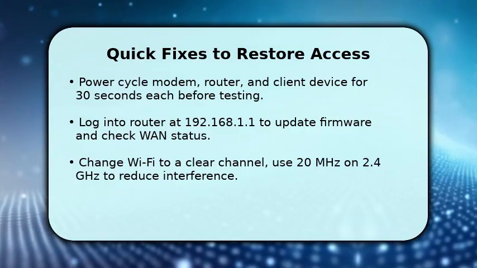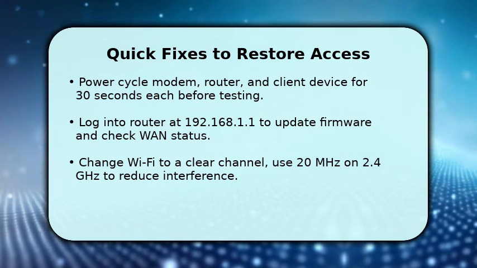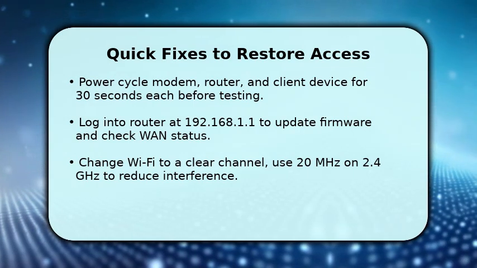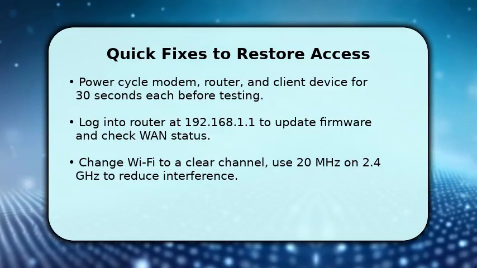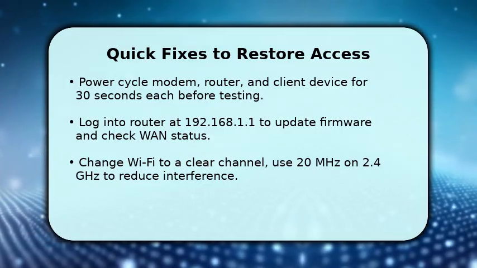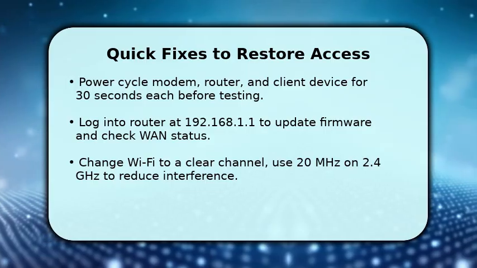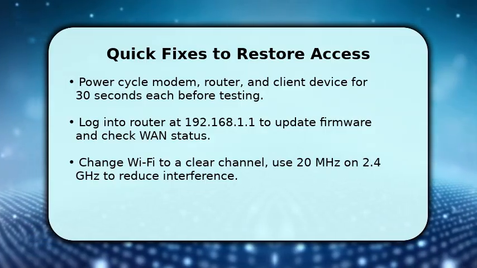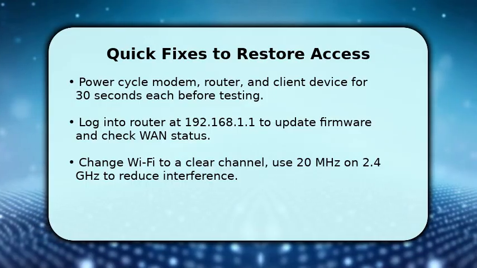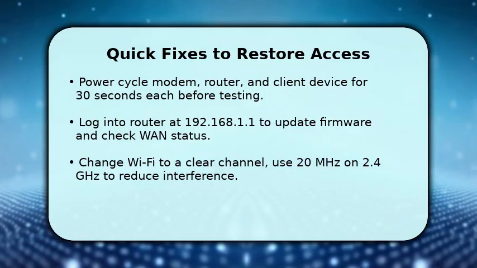Change your Wi-Fi channel to a less congested channel and set 20 MHz on 2.4 GHz to reduce interference. Try alternate DNS servers like 8.8.8.8 and 1.1.1.1 to bypass DNS resolution problems.